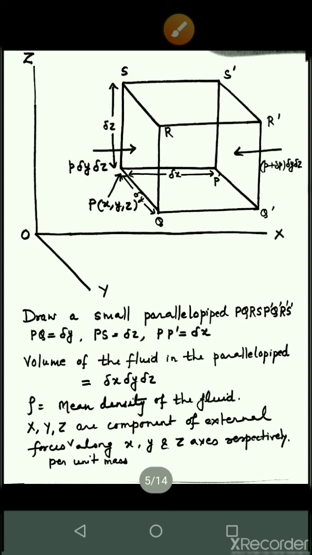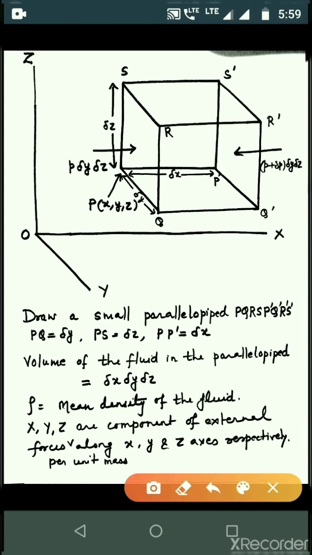For this, we have a point P and the coordinates of P are x, y, z. We draw a parallelepiped PQRS, P'Q'R'S', where the sides are PQ equal to delta Y, PS equal to delta Z, PP' equal to delta X. The volume of the fluid in the parallelepiped is delta X delta Y delta Z, and we consider the mean density of the fluid to be rho.